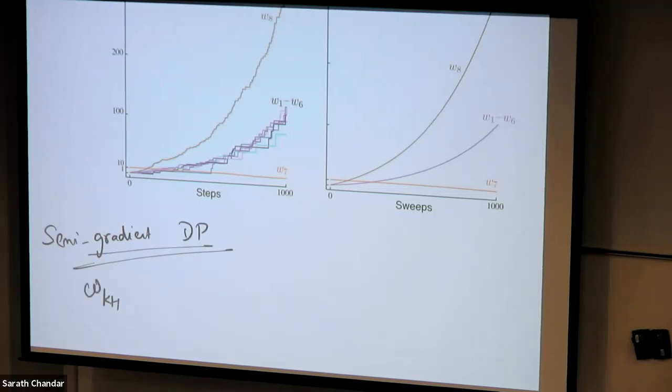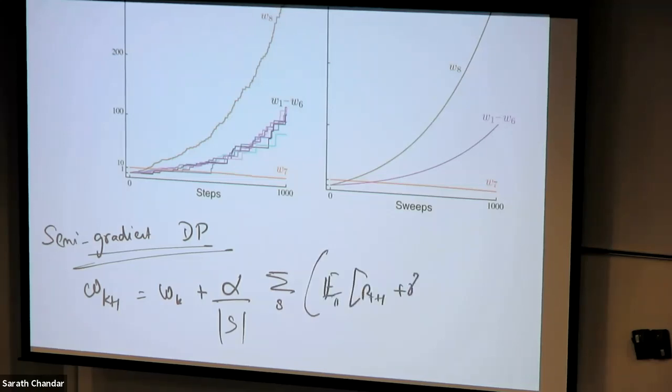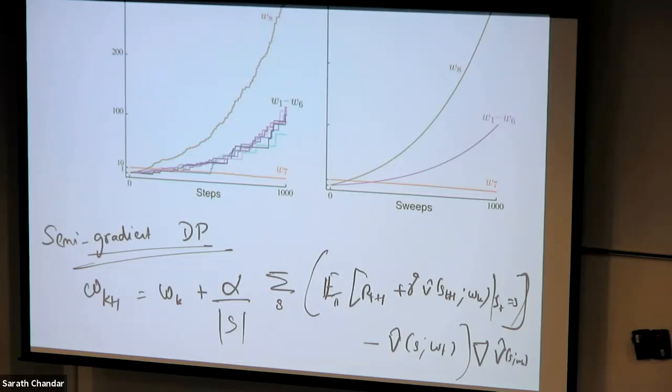W_{k+1} is equal to W_k plus alpha times, summation over all the states, of the expected value of R_{t+1} plus gamma V(S_{t+1}) given W_k, given S_t equals S, minus V(S) given W_k, times the gradient of V(S) given W_k. So what I'm doing in semi-gradient DP is I consider all the states, I take the expected DP update for all the states, and I compute the gradient for that.